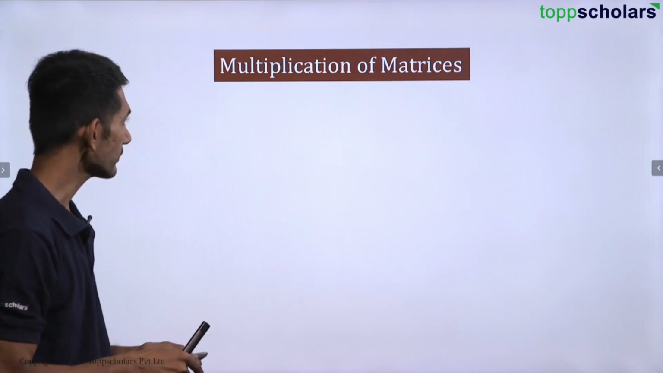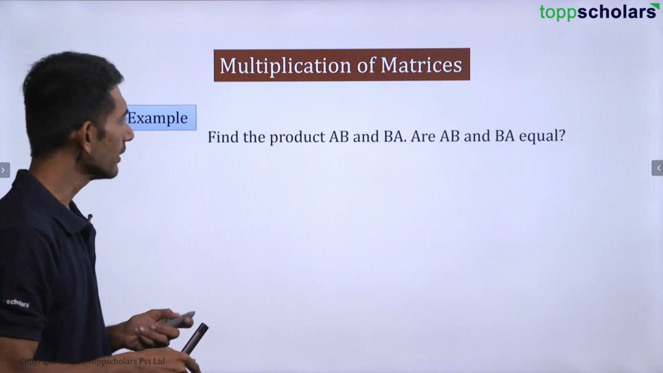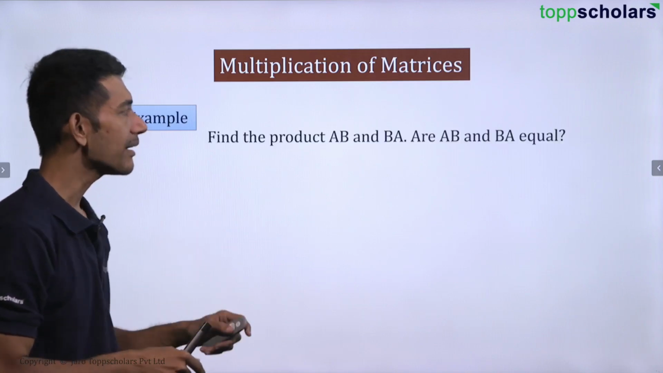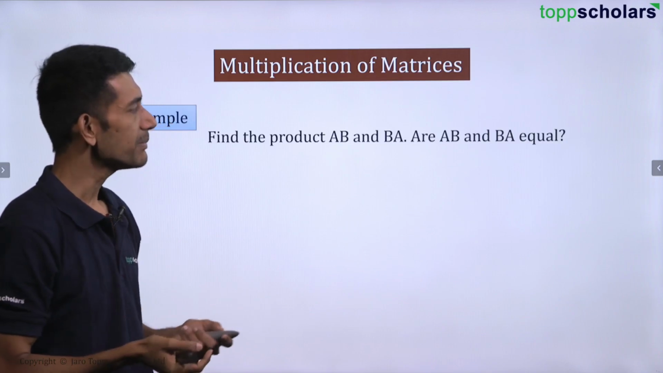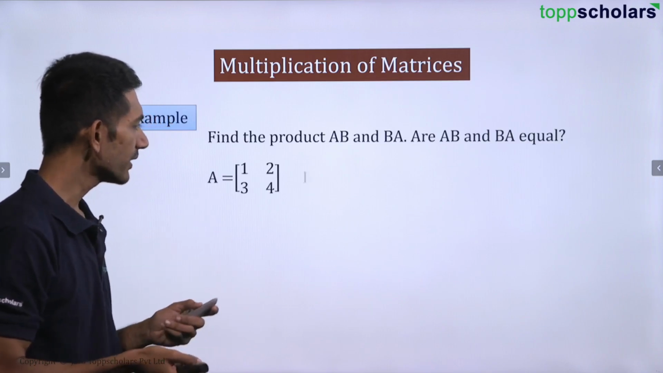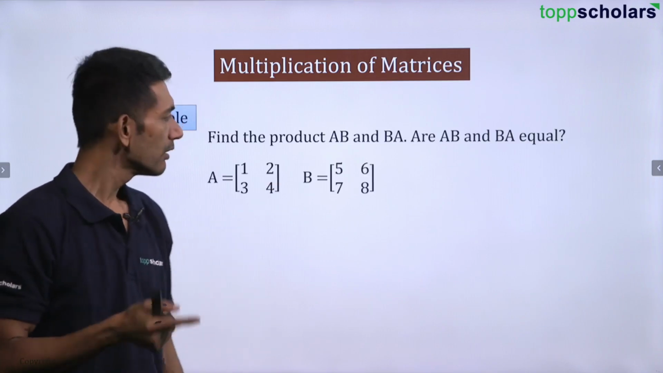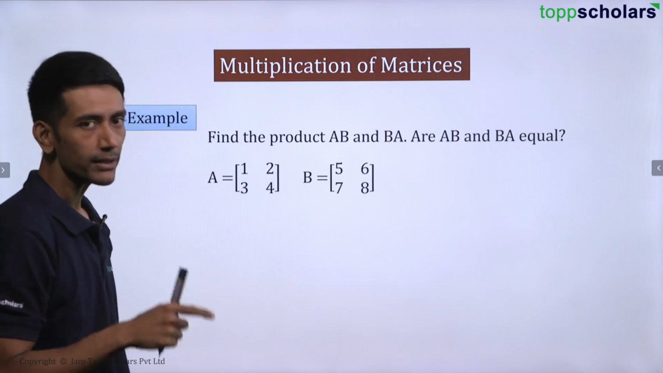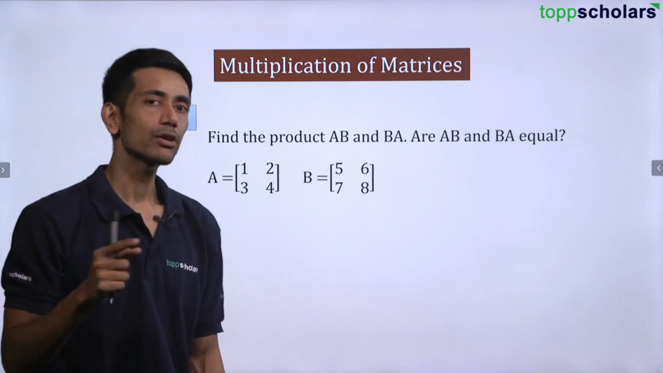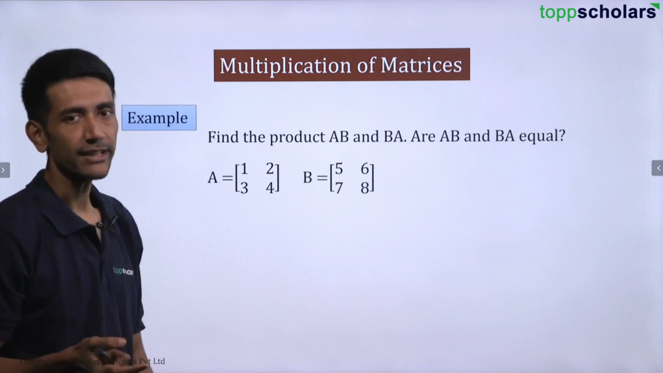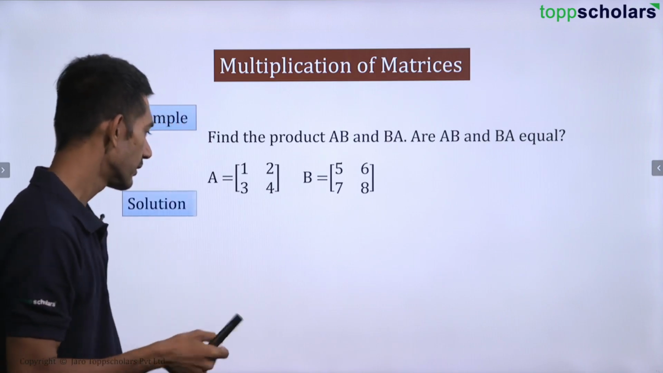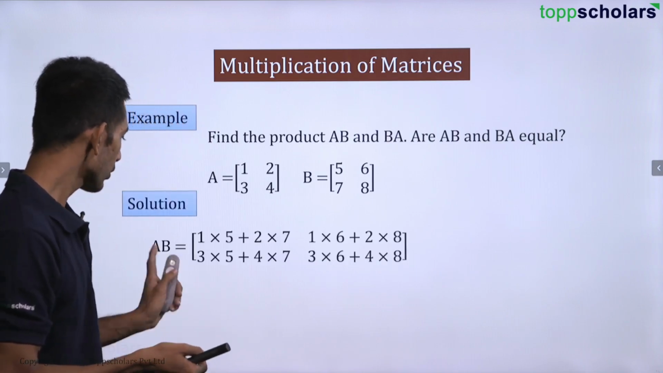Okay. Now let us see an example. Find the product AB and BA. Are AB and BA equal? So A is given, B is also given. Firstly, we'll find out the product AB, then we'll find out the product of BA, and then we will check whether they are equal or not.